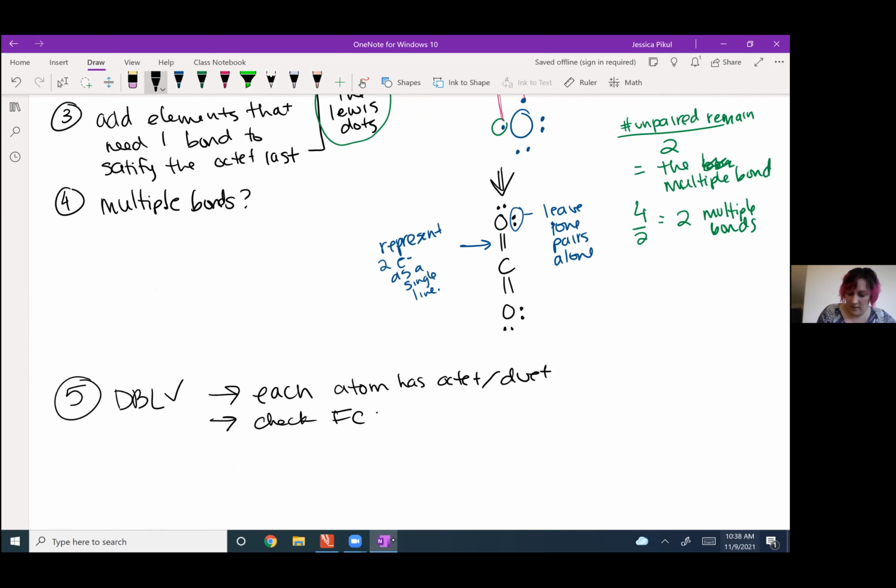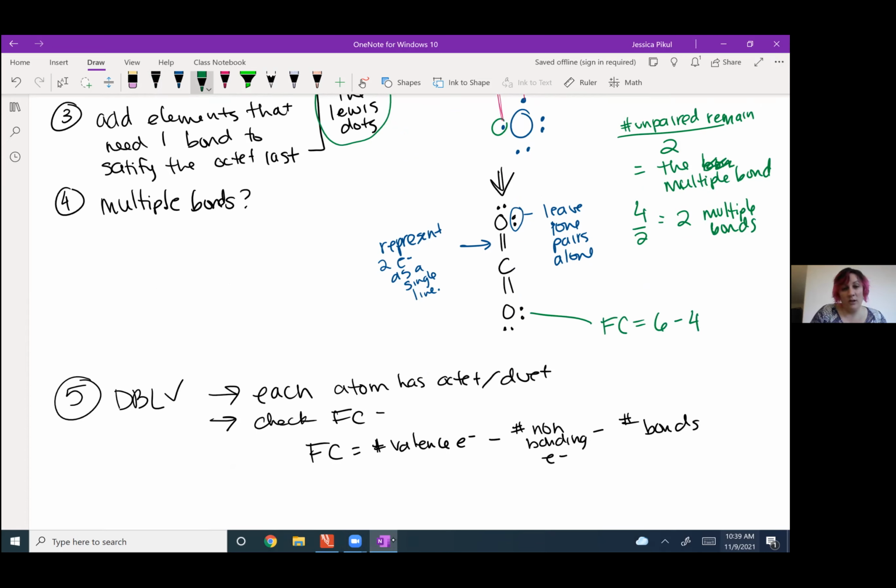And formal charges are going to be equal to the number of valence electrons minus the number of non-bonding electrons minus the number of bonds to that atom. So, for example, this oxygen right here has a formal charge equal to 6 minus the 4 electrons in the lone pairs minus the 2 bonds, which is 0. And I'm trying to minimize formal charge.